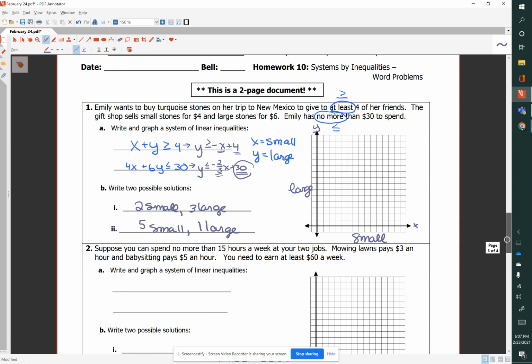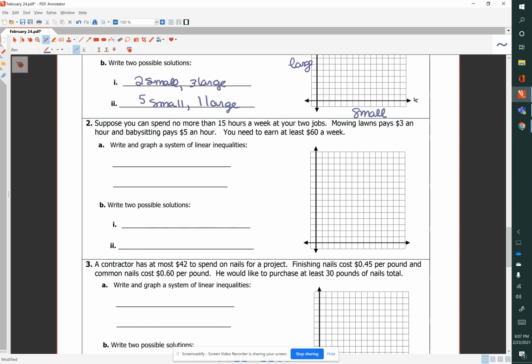Okay, let's move on to the second problem. And this problem is about earning money. We love these problems, right? They're real world problems, and guidance like this can help us figure out our own finances. So suppose you can spend no more than 15 hours a week at your 2 jobs. Well, good for you for having 2 jobs. Way to go. And you probably cannot spend more than 15 hours a week because you're taking algebra and other hard classes at school that require your attention and your homework.